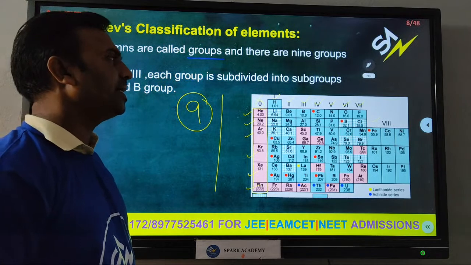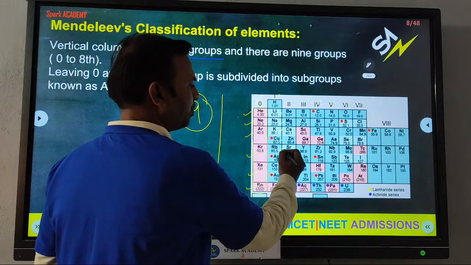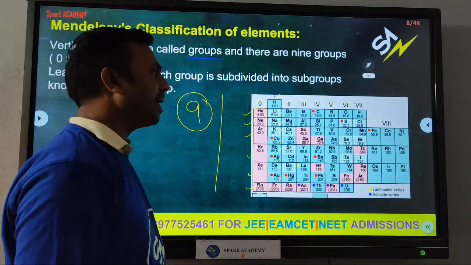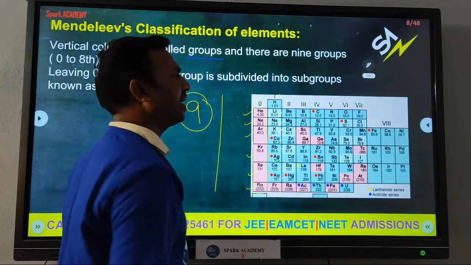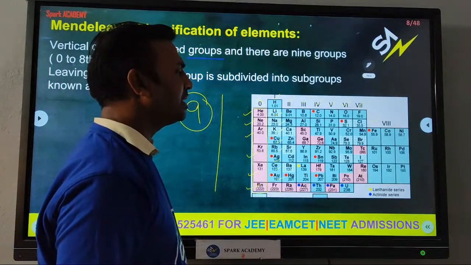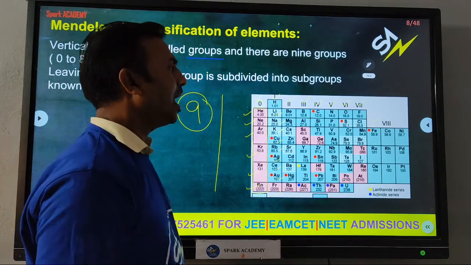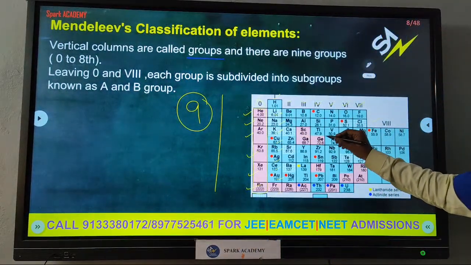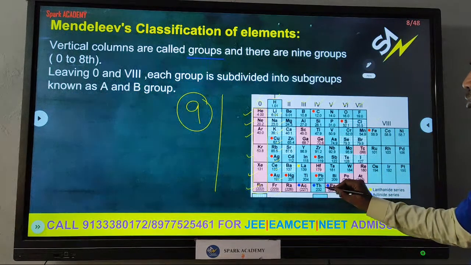Group number 1 has hydrogen along with lithium, sodium, potassium, copper, rubidium, silver, cesium, gold, francium. Group number 2: beryllium, magnesium, calcium, zinc, strontium, cadmium, barium, mercury, radium. Group number 3: boron, aluminium, scandium, gallium, yttrium, indium, lanthanum, thallium, actinium. And group number 4: carbon, silicon, titanium, germanium, zirconium, tin, cerium, lead, thorium.